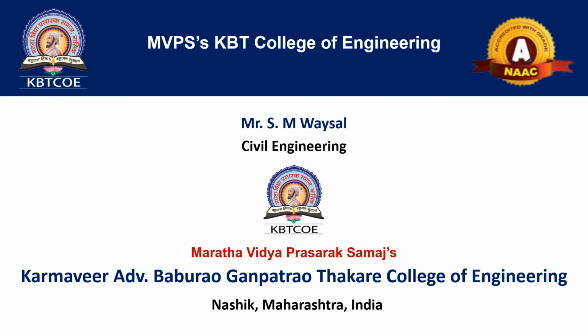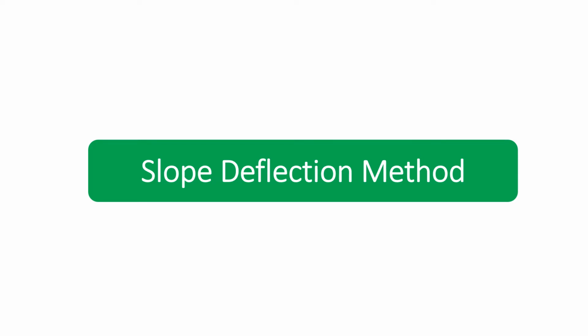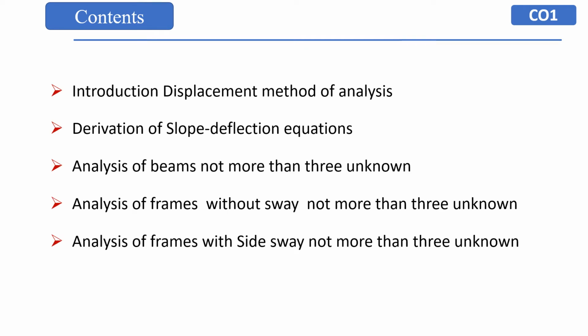Hello students, from today onwards we are going to study the slope and deflection method for analysis of determinate and indeterminate structures. Content of this topic will be introduction to displacement method of analysis, then derivation for slope and deflection equation, analysis of beams with not more than 3 unknowns, analysis of frame without sway with not more than 3 unknowns, and analysis of frame with side sway moments with not more than 3 unknowns.